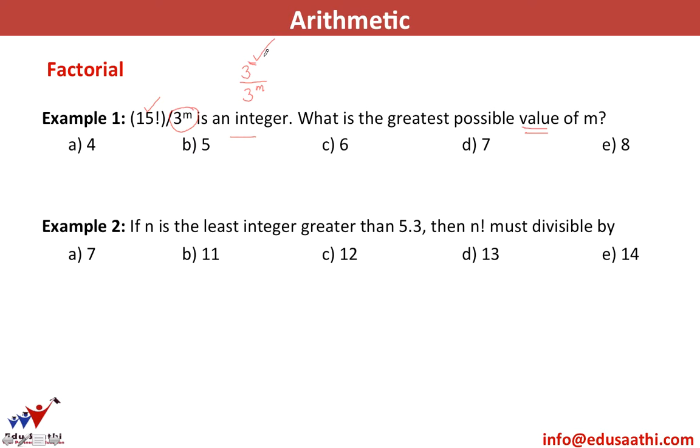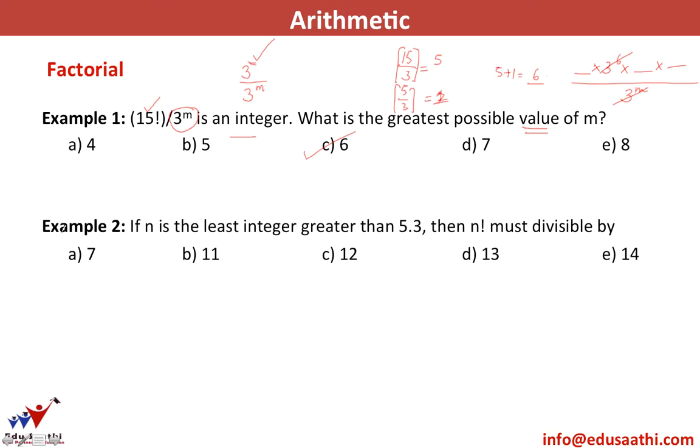So if I am able to find out the highest power of 3 in 15 factorial, what I have to do is 15 divided by 3, what do I get? 5. Again 5 divided by 3, I get 1. 1 divided by 3, 0. So 5 plus 1, there are 6. So if I open up 15 factorial, I get 3 raised to power 6 into 2 raised to power something into 7 raised to power something into 5 raised to power something. So if the number has to be completely divisible, the maximum value that m can have should be equal to 6. Let's look at the second question.